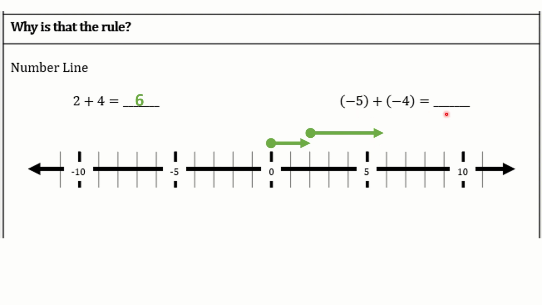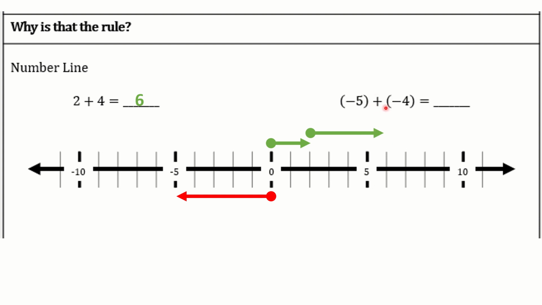Now let's do the same thing with our negative numbers. We start with negative 5, so I'm going to start at 0 and I'm going to do it underneath this time. And I'm going to go over to negative 5. Now, normally when we add, we move to the right. Here we moved to the right with addition.